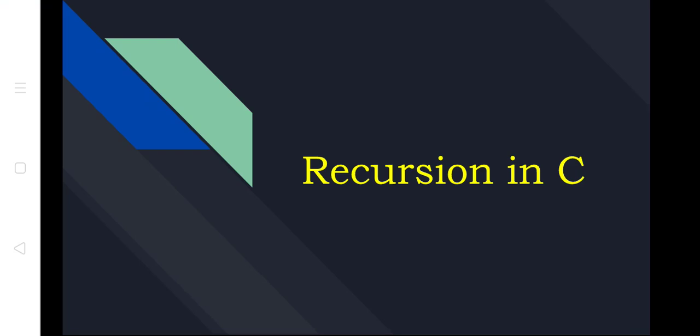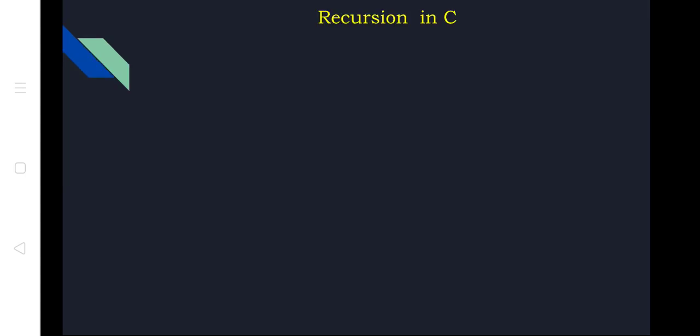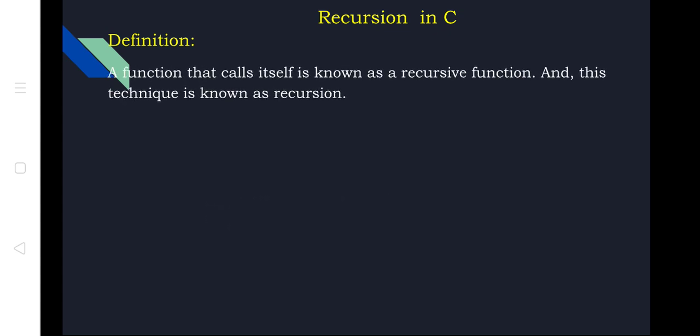Hello everyone, in this video we are going to see about recursion in C. This is one of the important concepts in functions. Let us first define what recursion is. A function that calls itself is known as a recursive function, and this technique is known as recursion. That means within a function, the same function is called again and again. That is called a recursive function.